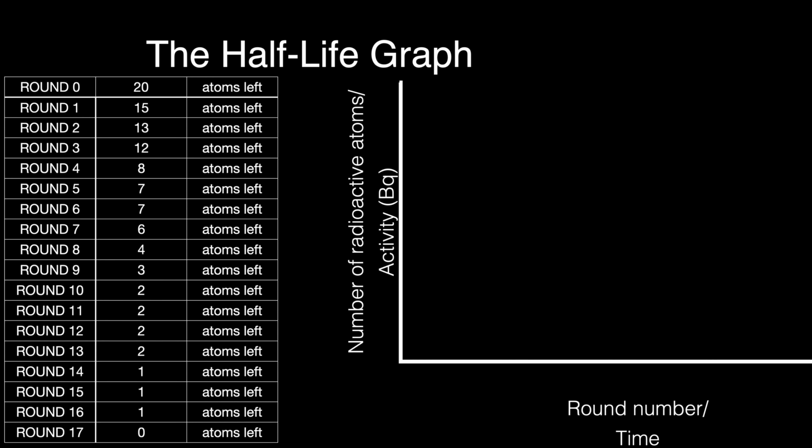So, let's plot it together now. On the y-axis, we have the number of radioactive atoms. More commonly, this is shown as the activity. And on the x-axis, we have a unit of time. But in this case, we have the round number. So we start off with 0. And at 0, we had 20 atoms. But very quickly, this began to drop, as at round 1, we only had 15 left.